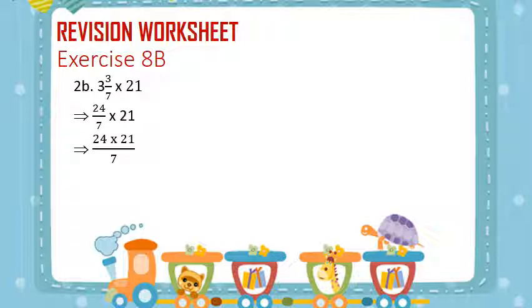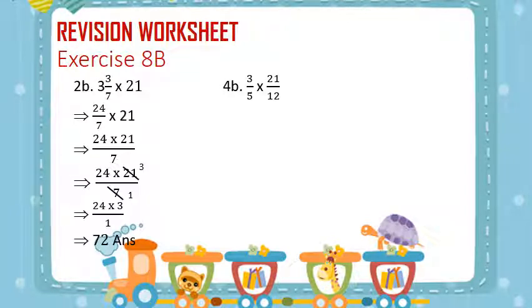So this will be equal to 24 multiplied by 21 in the numerator and 7 in the denominator. Now we can divide 21 in the numerator and 7 in the denominator by common number 7, which will 21 divided by 7 is equal to 3 and 7 divided by 7 is equal to 1. So what is left? 24 multiplied by 3 in the numerator and 1 in the denominator. So our answer is 72.